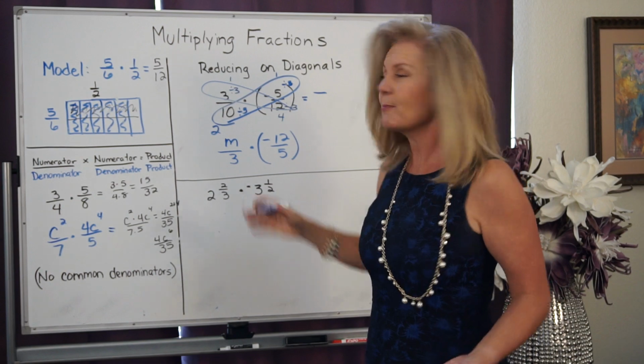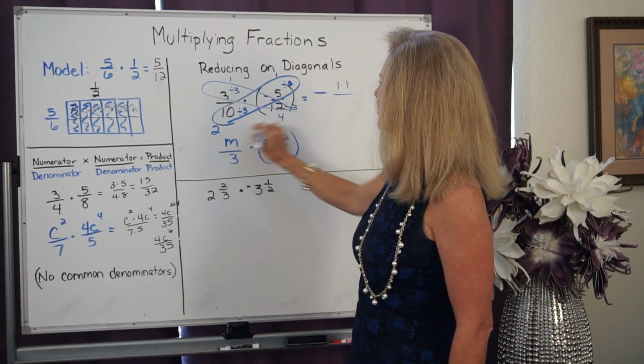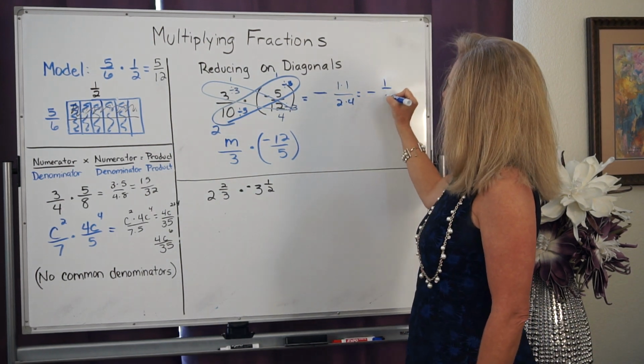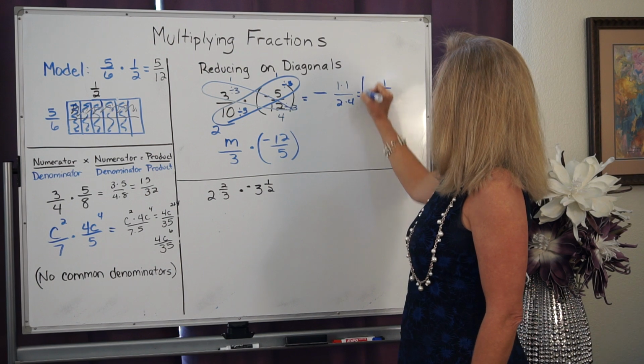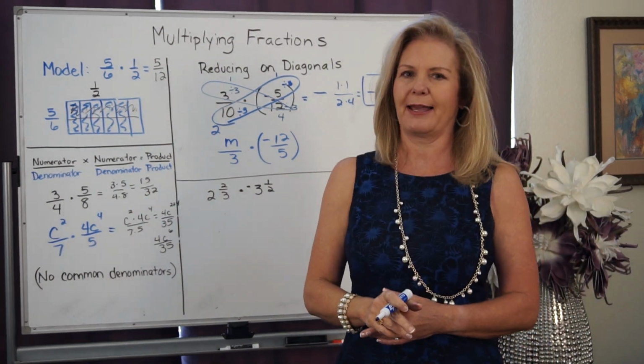Well, now those are my new numerators. So it's 1 times 1 over 2 times 4. So I get a negative 1. 2 times 4 is 8. And that would be my answer. So I always reduce on the diagonals.